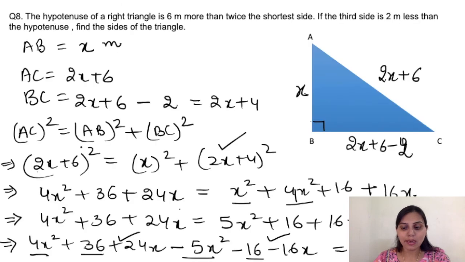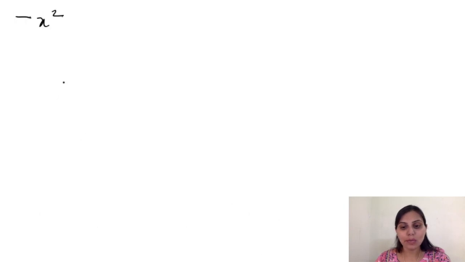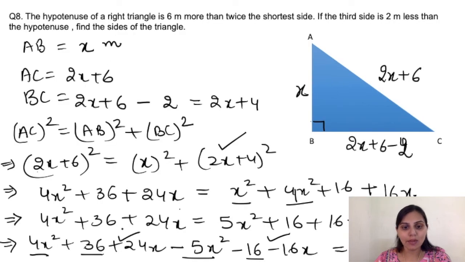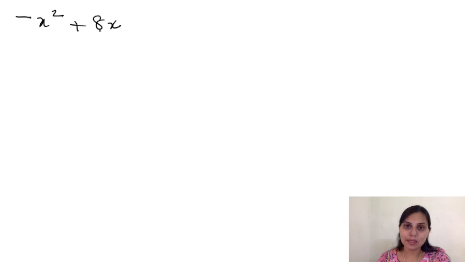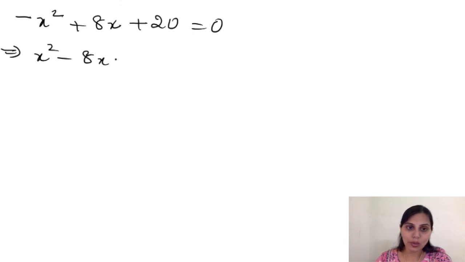4x square minus 5x square will give you the result as minus x square. Similarly, when we combine the terms 24x minus 16x, that will give us the result as plus 8x. And when we combine the terms 36 and minus 16, that will give us the result as plus 20, which is equal to 0. Or we can also write this as x square minus 8x minus 20 is equal to 0. So now let's simplify this quadratic equation. This can also be written as x square. Now for 20, I'm sure you know how to solve the quadratic equations.